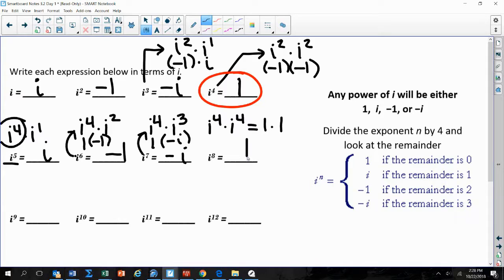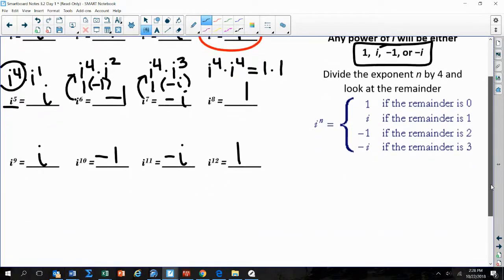Okay, so you can see a pattern emerging. I bet this is going to be -1, I bet this is going to be -i, and I bet that's going to be +1, right? This is called cyclic, if it keeps having the same answers, the pattern. It says any power of i is going to be one of these 4 answers. So actually there's a rule that you could use.